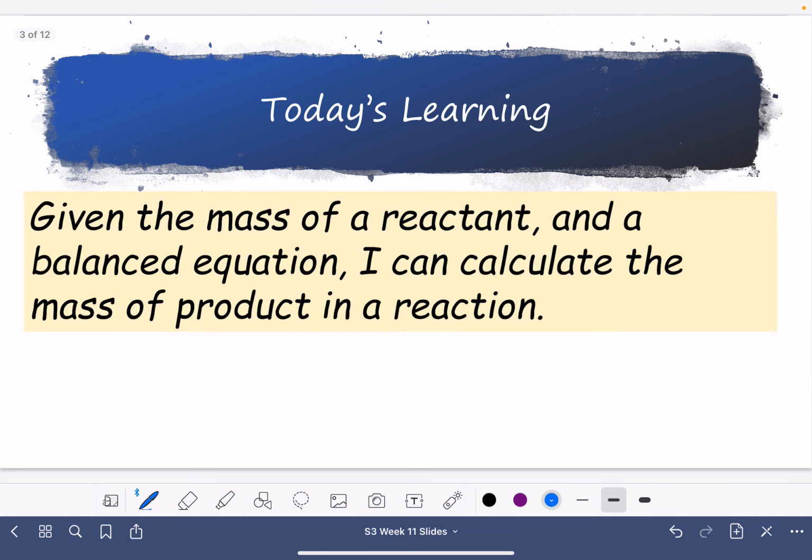In today's learning, given the mass of a reactant and a balanced equation, I can calculate the mass of product in a reaction. We can actually extend this to say mass of product or other reactants in a reaction, okay? Because as long as we know the mass of one thing within the equation, we can work out masses of the other things.